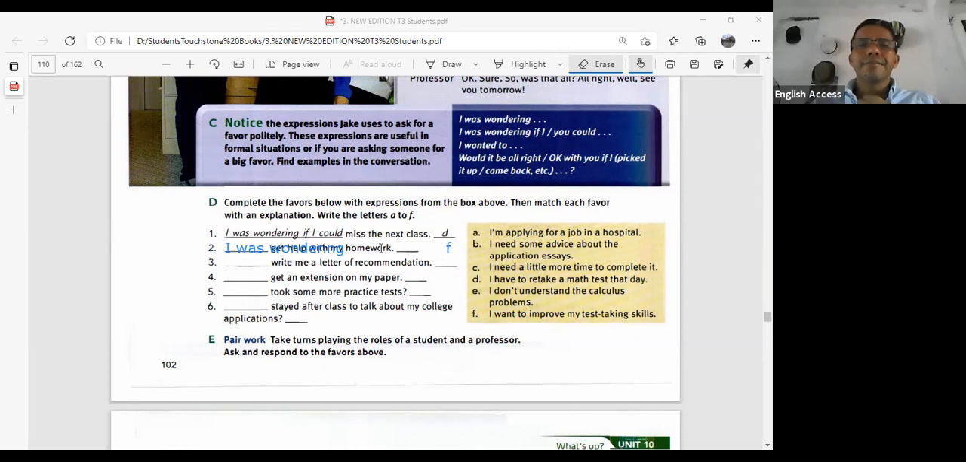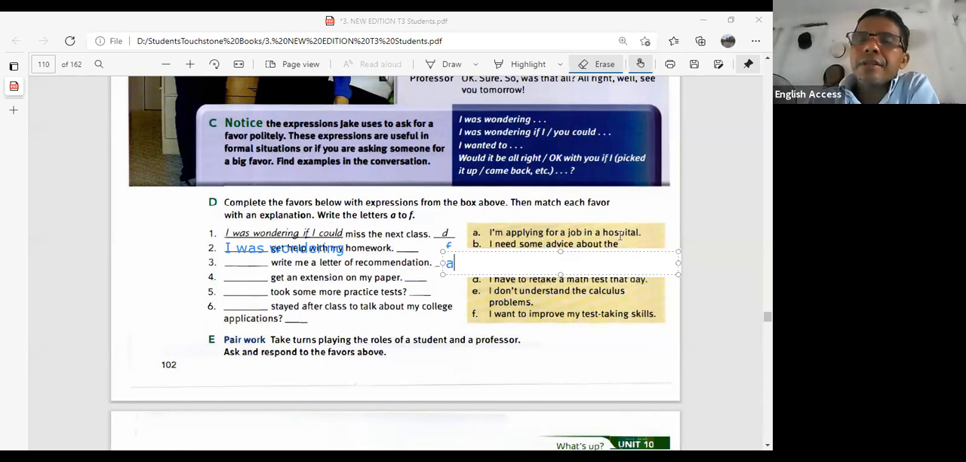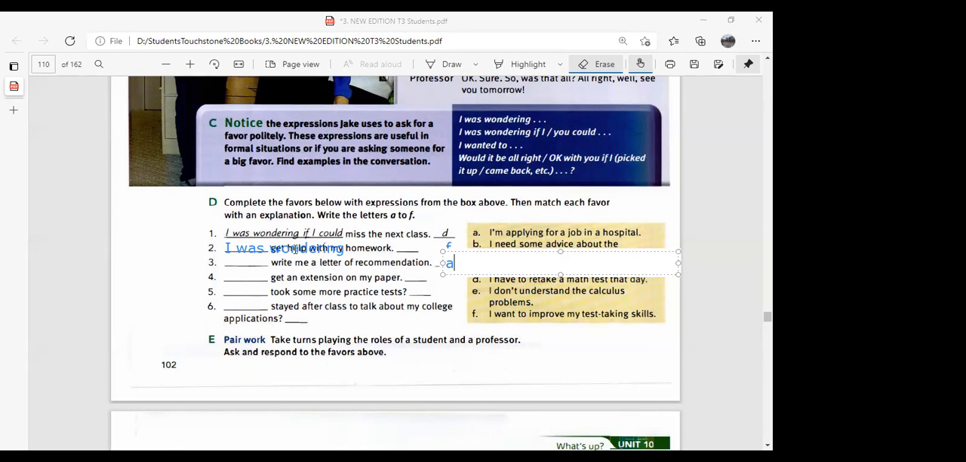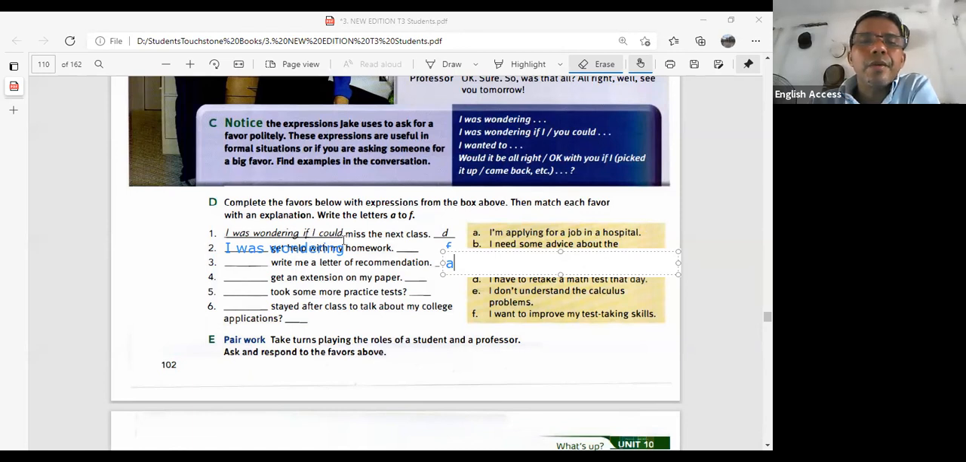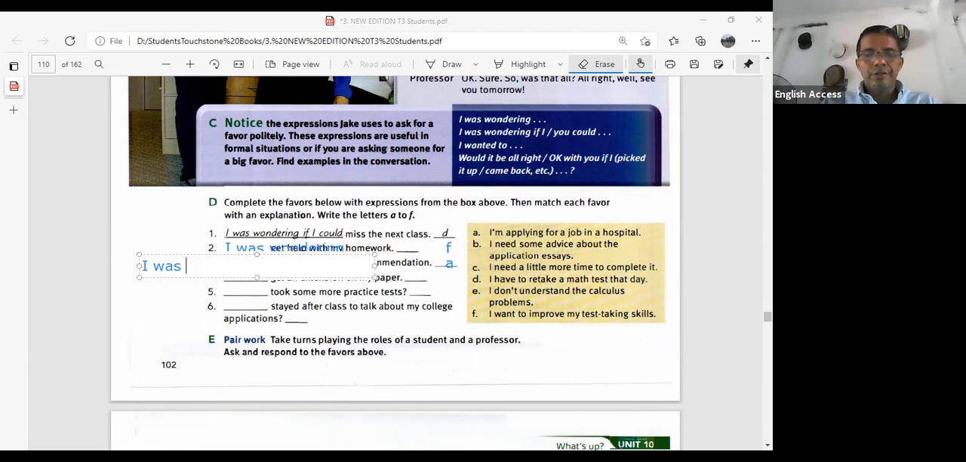Okay. Number 3. Gloria. I was wondering if you could write my letter of recommendation. Letter A, I am applying for a job in a hospital. I am applying for a job in a hospital. I was wondering if you could write me a letter of recommendation. Yes. I was wondering if you could, right? This goes together.